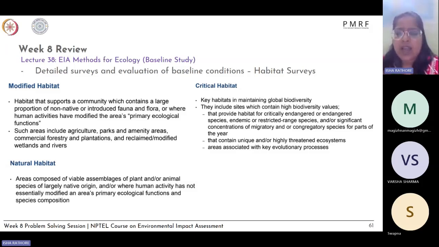So habitats which basically support endangered or critically endangered species, and that contain unique or highly threatened ecosystems and areas associated with key evolutionary processes. So those are critical habitats which have been identified as critical for the survival of certain species. These are the three kinds of habitats.